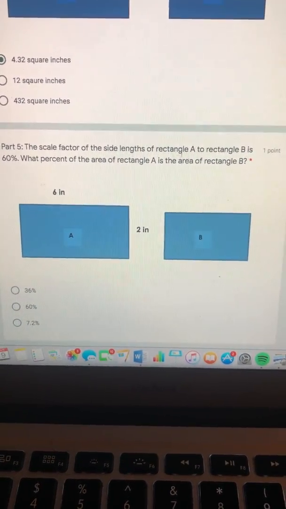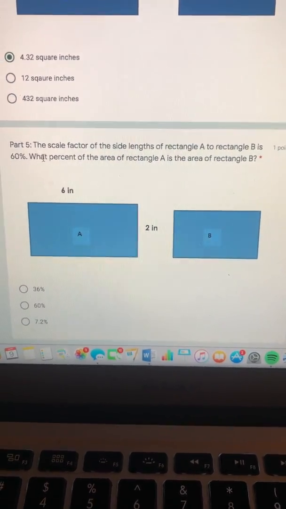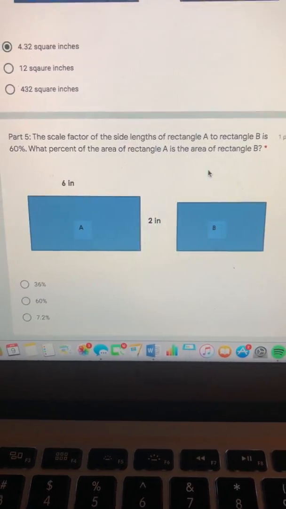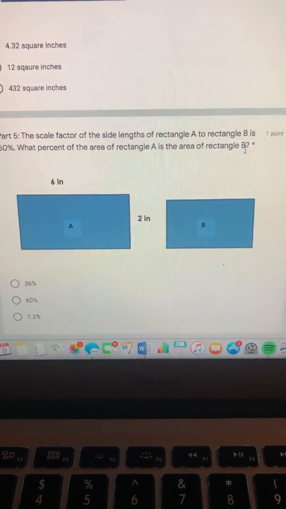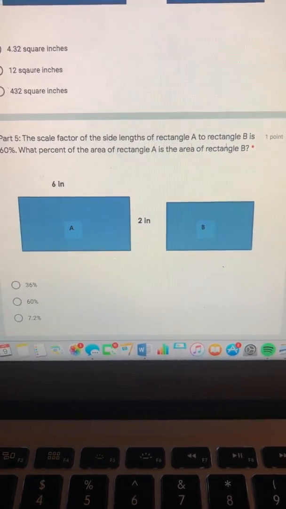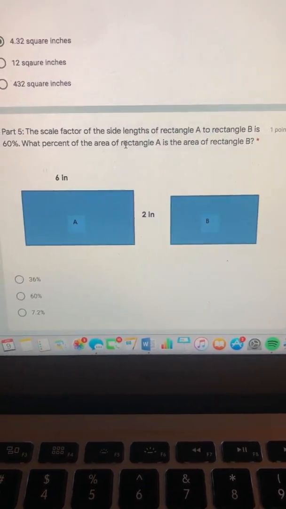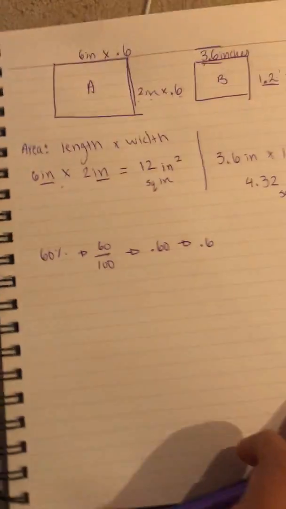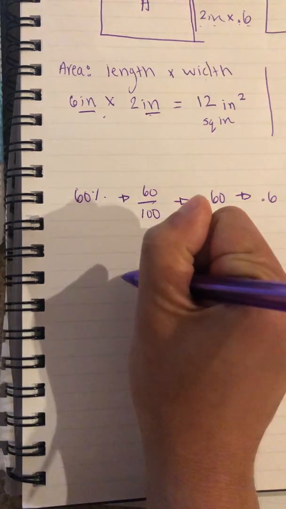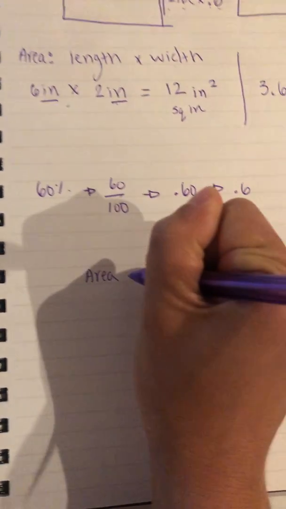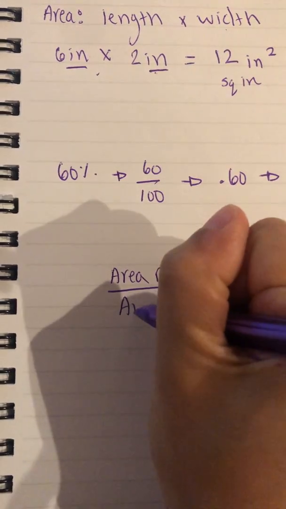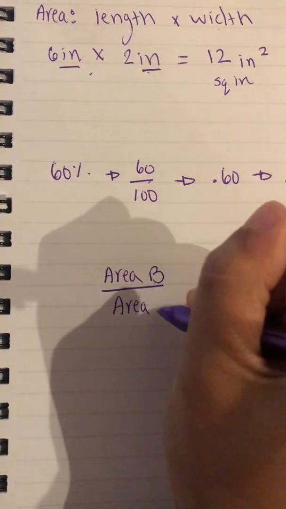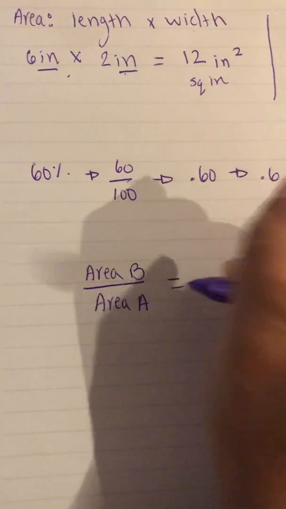The scale factor of the side length of rectangle A to rectangle B is 60%. Done. What percent of the area of rectangle A, which we have, is the area of rectangle B? So basically it's asking us to compare rectangle B to rectangle A. Cool. So here's what we're going to do. We want to know what percent of rectangle A is rectangle B. So we're going to do the area of rectangle B compared to the area of rectangle A.